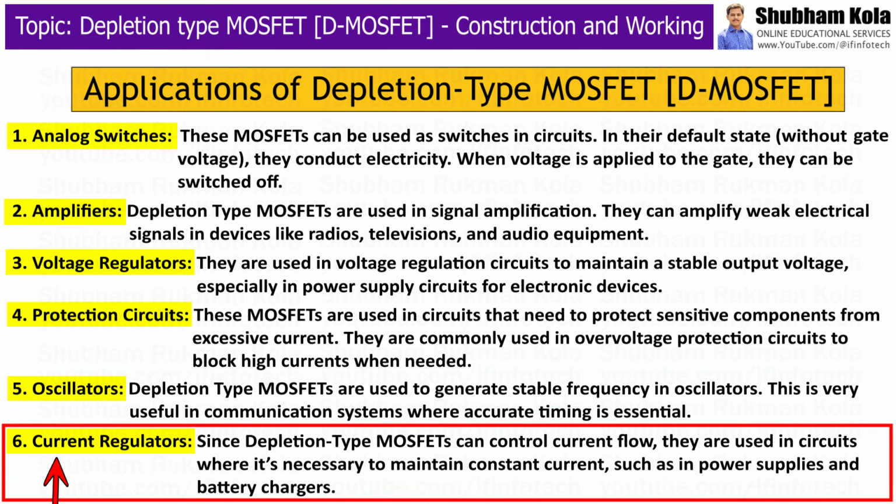Next is current regulators. Since depletion type MOSFETs can control current flow, they are used in circuits where it is necessary to maintain constant current, such as in power supplies and battery chargers.